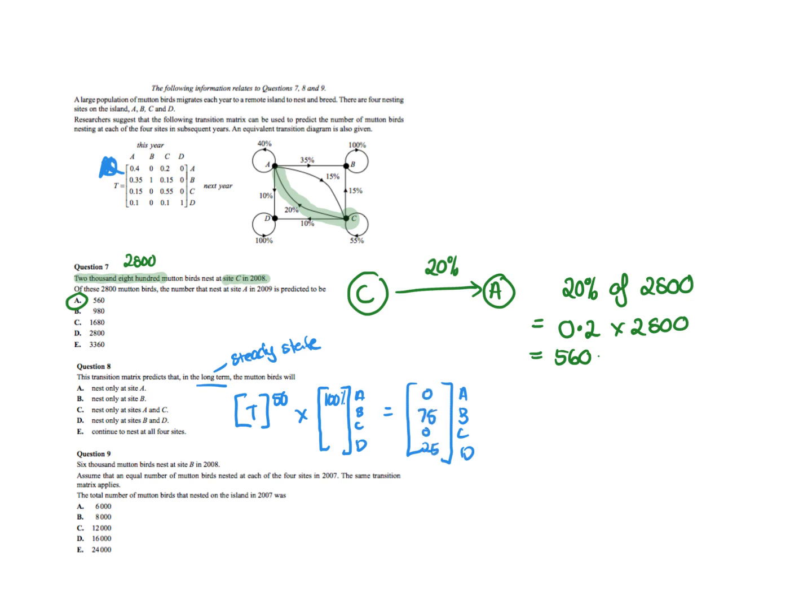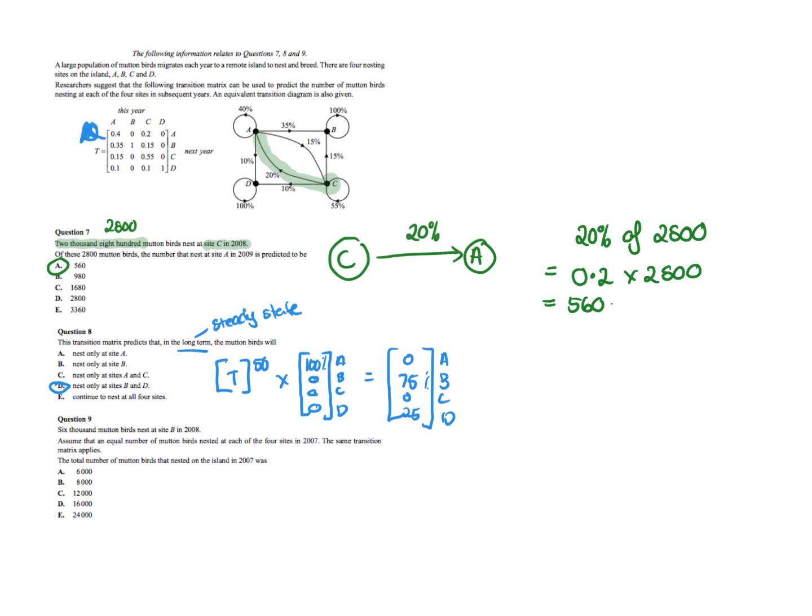So what that means, in the long run, 75% end up at B and 25% end up at D. So we could answer that they are only nesting at B and D. All right? So when you don't have a state matrix to use, you can use a percentage. And when you're doing long term, sorry, that should be zeros in there, you can just put in 100 and put zeros everywhere. All right, the last one is a little bit trickier.